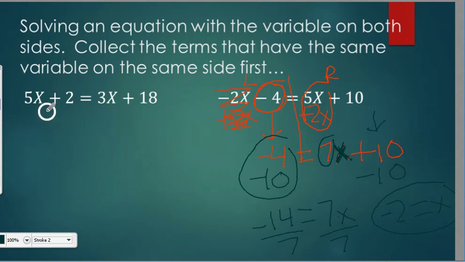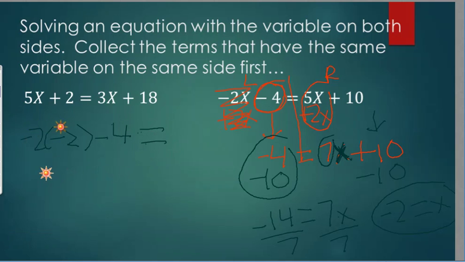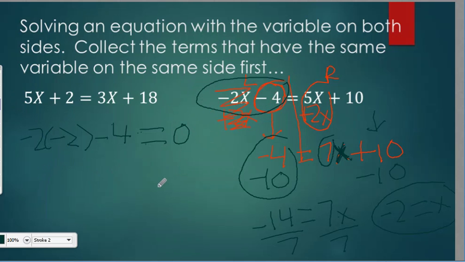Now our last step is to check: does negative 2, when we plug it in for the x, give us a true statement? So negative 2 times negative 2 is 4. 4 minus 4 is 0. So for the left side, when we plug in negative 2 for the x, we get 0. For the right side, 5 times negative 2 plus 10, that also equals 0. So we know that x equals negative 2 is our solution.